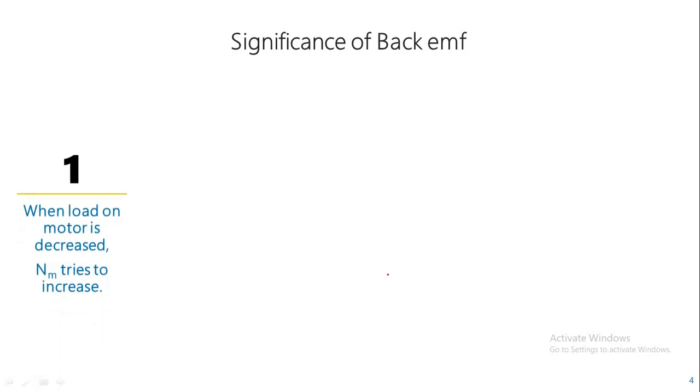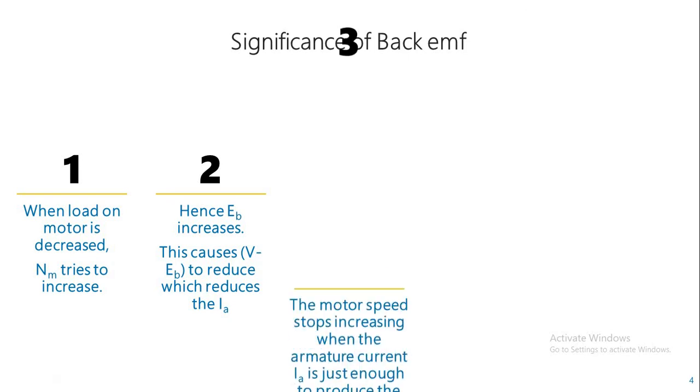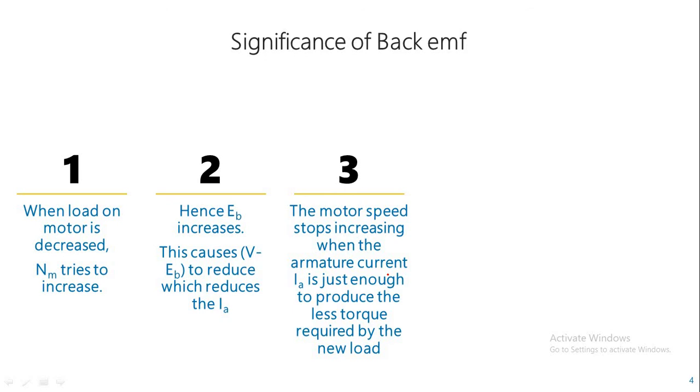Suppose the load suddenly decreases, which means, suppose you release the brake applied to the bike, the speed is going to increase. So when the load on the motor is decreased, speed tries to increase. If the speed increases, back EMF also increases. If the back EMF increases, this causes V minus Eb to drop, which reduces the armature current. The motor speed stops increasing when the armature current Ia is just enough to produce the less torque required by the new load.